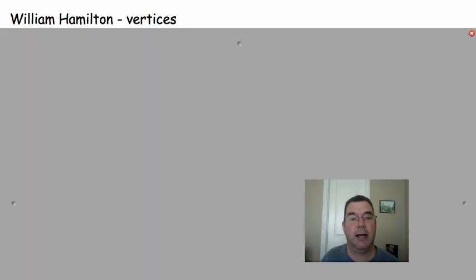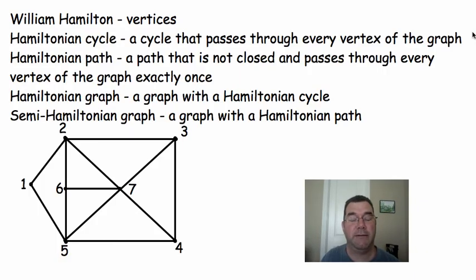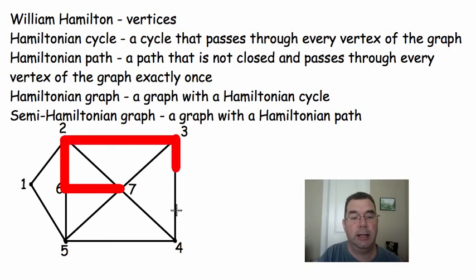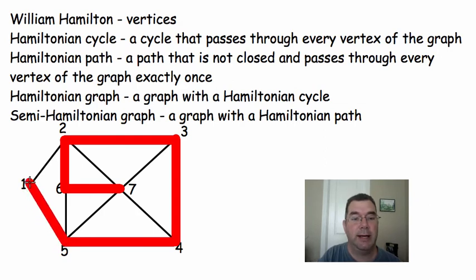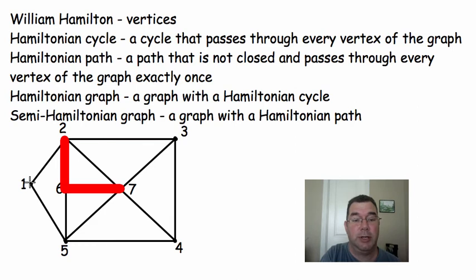And now let's talk about the other guy. His name is William Hamilton, and he focused on the vertices of a graph. So let's look at what he talked about. Here are all the definitions, and I'm going to use this graph to do it. A Hamiltonian cycle passes through every vertex of the graph. So what I could do is I could start at 7, go to 6, then go to 2, then go to 3, then go to 4, then go to 5, and then go to 1. So that is, actually that's not a cycle, so let me rethink that. That would be a path, a Hamiltonian path.